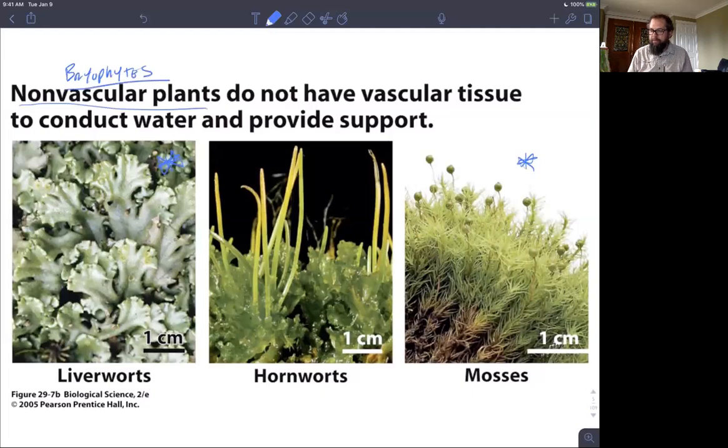So these are our non-vascular plants. These are plants without vascular tissue. So they don't have any vascular tissue that is used to conduct water or provide support. And as such, these are small plants, typically quite small, close to the ground, and living in wet areas because they don't have vascular tissue to conduct water throughout their bodies.